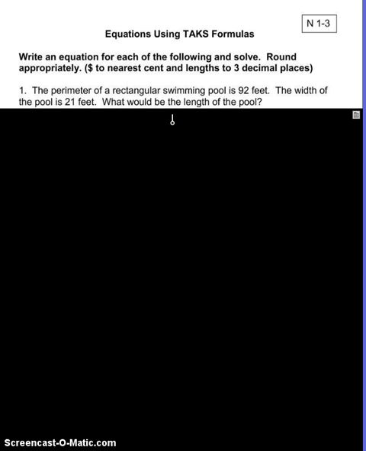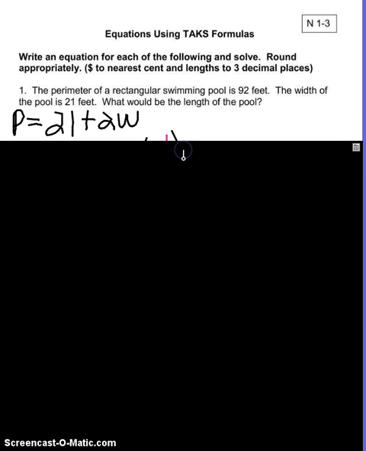It says the perimeter of a rectangle swimming pool is 92 feet. The width of the pool is 21 feet. And it wants to know what would be the length of the pool. So first you need the formula. So I want you to copy this formula down for perimeter. You have perimeter is equal to 2 times L plus 2 times W. L and W standing for length and width.